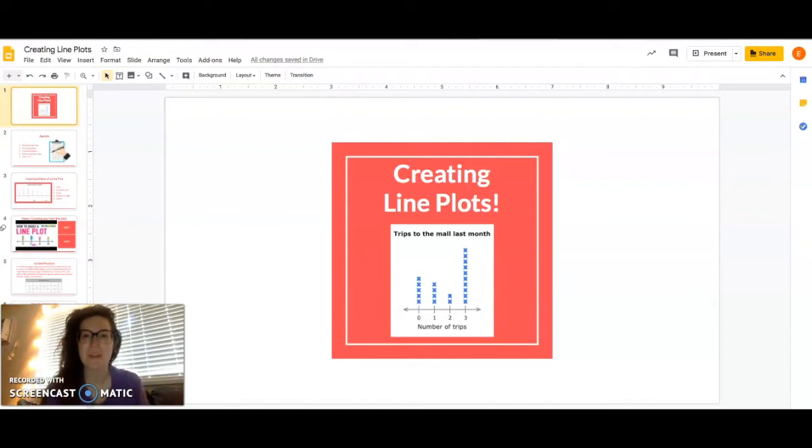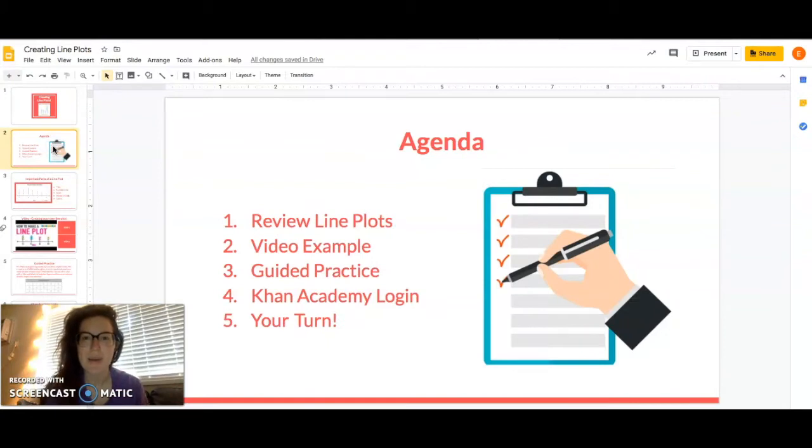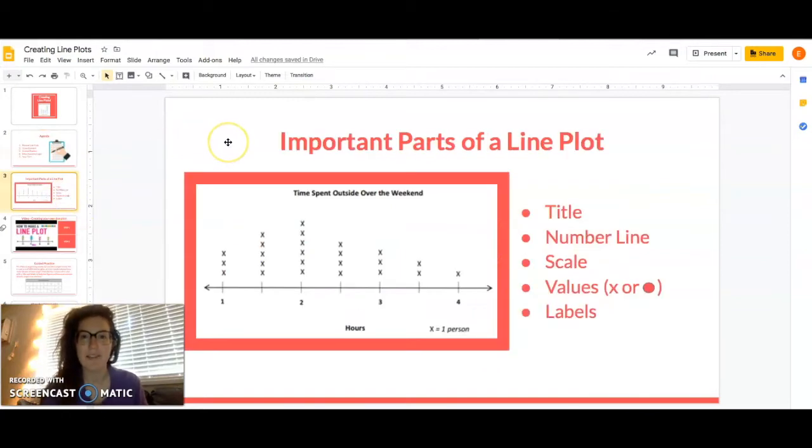Today, we are going to continue our work with line plots, and you're going to get the chance to make your own line plot. So our agenda for today: we're going to review what is a line plot. We're going to watch a video example together of how to create a line plot. We'll do a guided practice problem. I'm going to show you how to log into Khan Academy so that you can do your exit ticket. All right, let's jump right in.